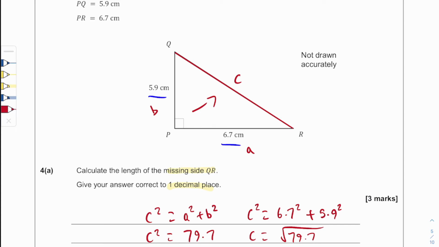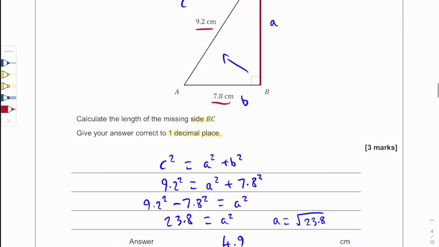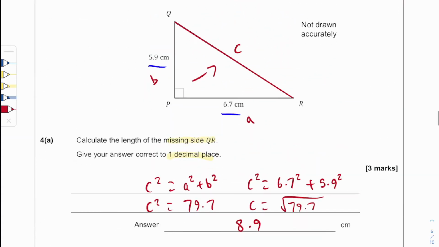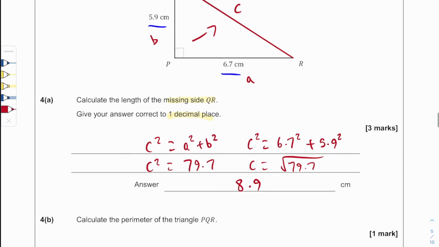Okay, so that one was 3 marks, so I think you got one more mark for doing that. Oh no, that one was 3 as well. Okay, so similar questions, these two, both 3 marks. So let's have a look at part B now.